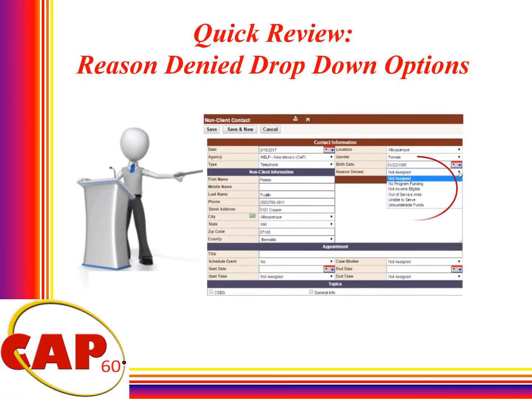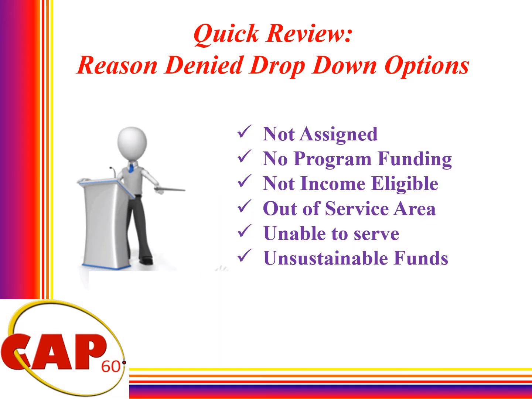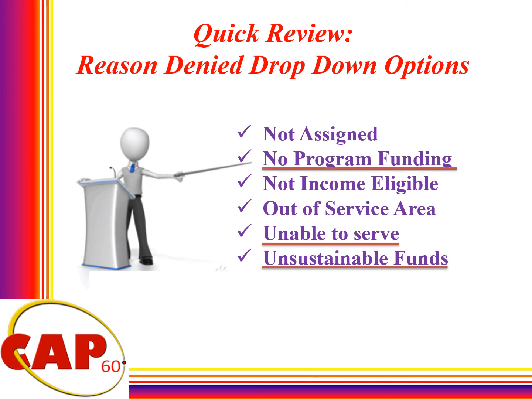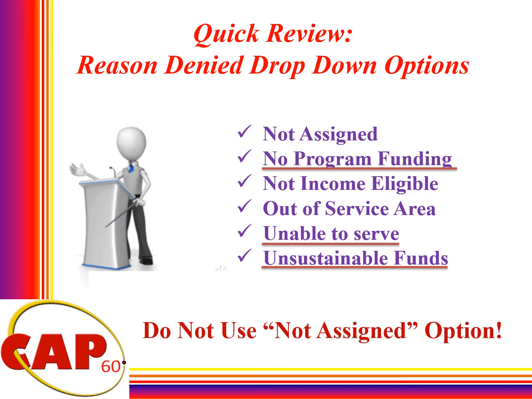Let's do a quick review of the Reason Denied drop-down options. Most of our contacts fit under one of these categories: not assigned, no program funding, not income eligible, out of the service area, unable to serve, and unsustainable funds. Unable to serve will be the option that is primarily used. The unsustainable funds and no program funding options should only be used when directed by a supervisor. The not assigned option is not to be used at any time.